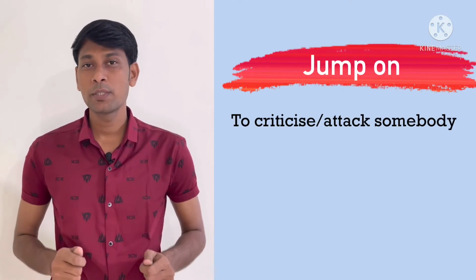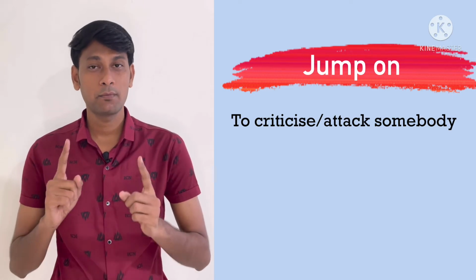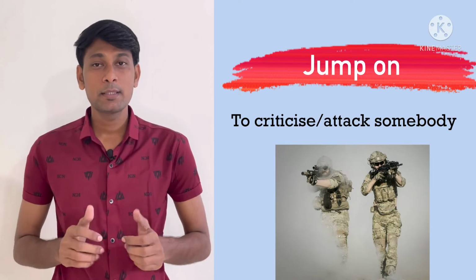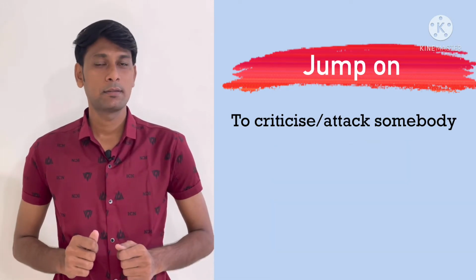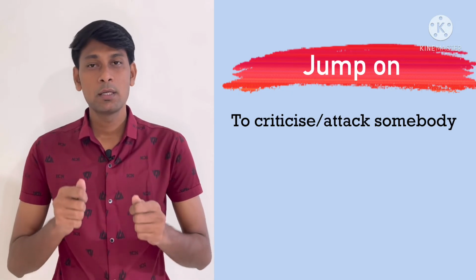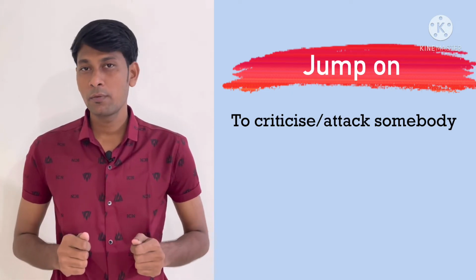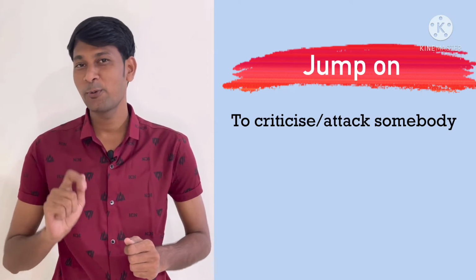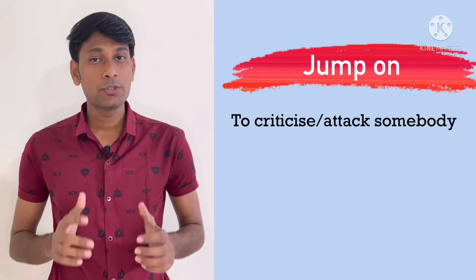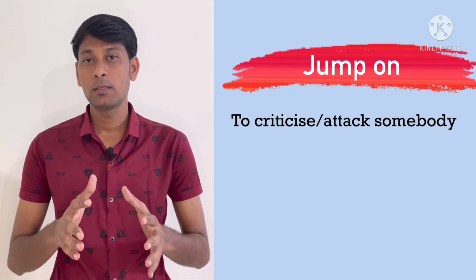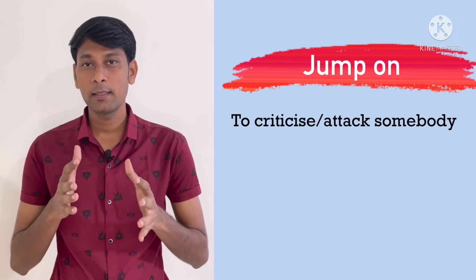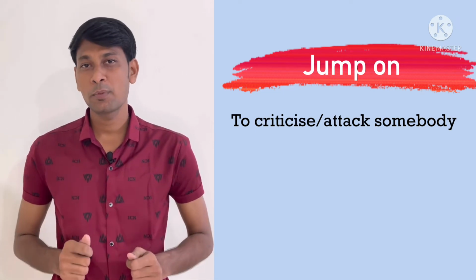The third one I have for you is jump on. Jump on means to criticize or attack somebody, or it also means to get on a bus, train or plane. For example, the army jumped on terrorists. It means the army attacked terrorists. One more example of jump on. She has a habit of jumping on her friends. It means she has a habit of criticizing her friends, which is not a good thing at all. And if you use jump on with the means of transportation like plane, bus or train, then it means to get on these means of transportation.